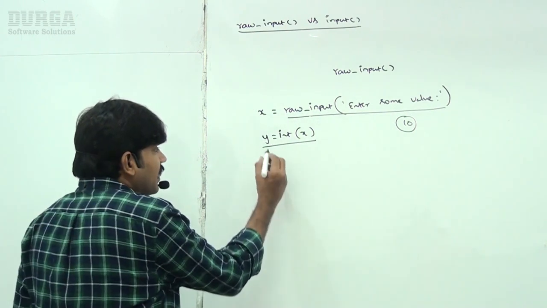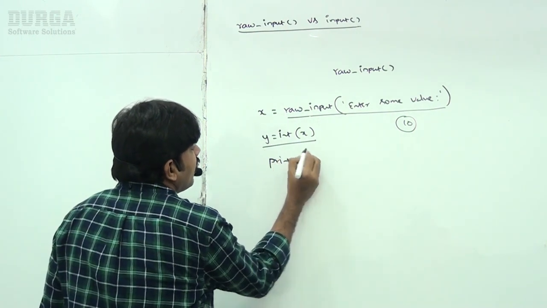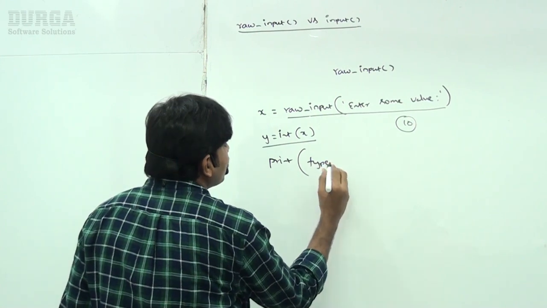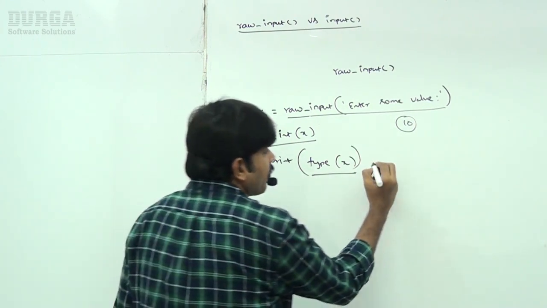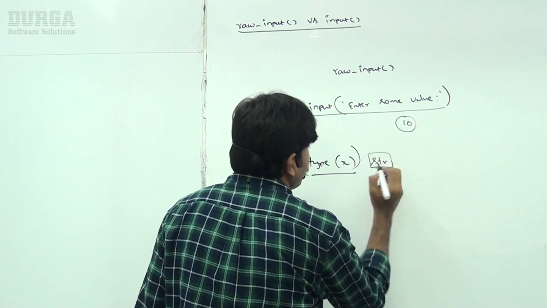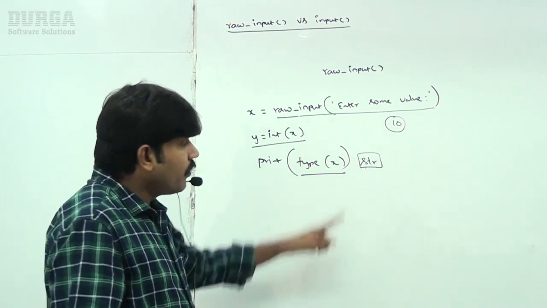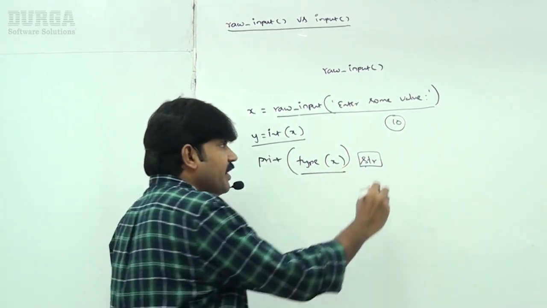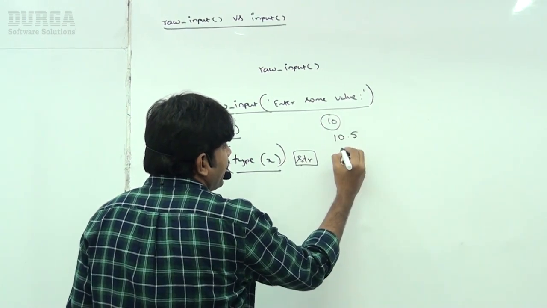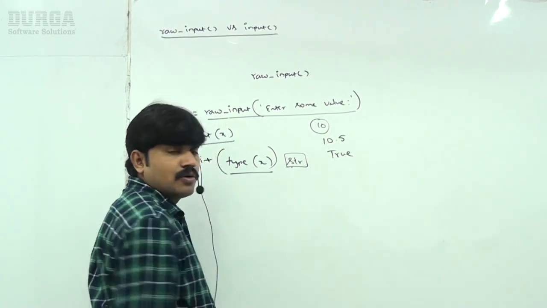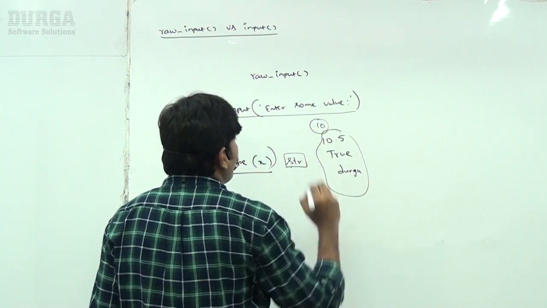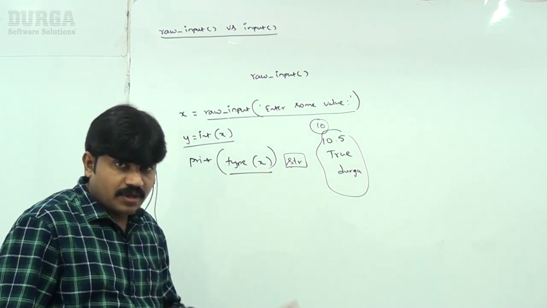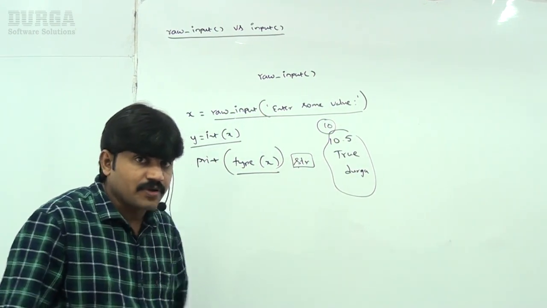If you ask directly, print type of x, it is always going to provide str type only. Remember that. Whether you provided 10, 10.5, True, or Durga, what is the type? It's always str type only. This is the raw_input function, sir.